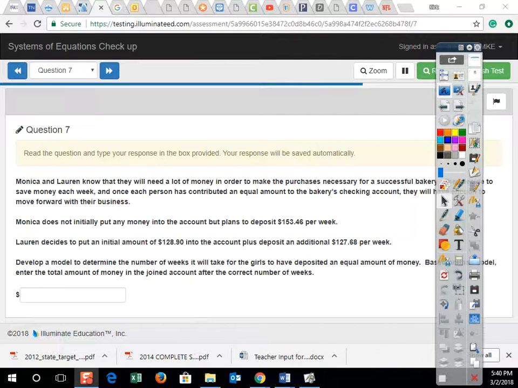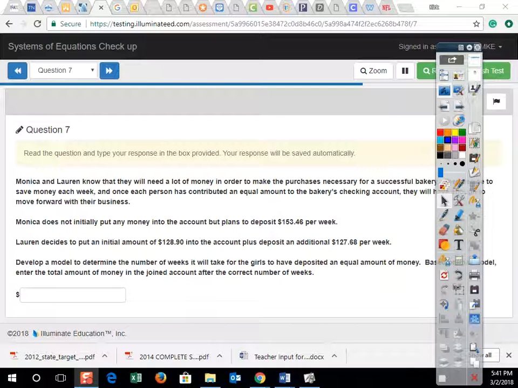All right. Here we go. Problem number 7. Monica and Lauren know that they will need a lot of money in order to purchase what is necessary for a successful bakery. When they decide to save money each week, and once each person has contributed an equal amount to the bakery's checking account, they will have enough to move forward with their business.